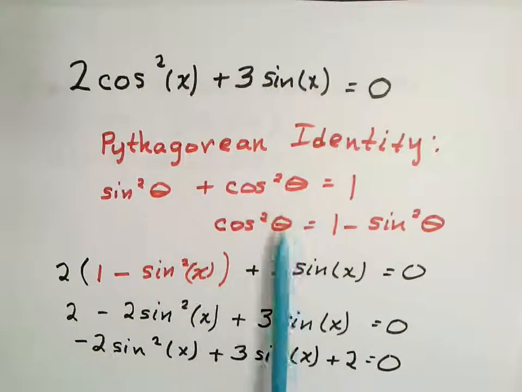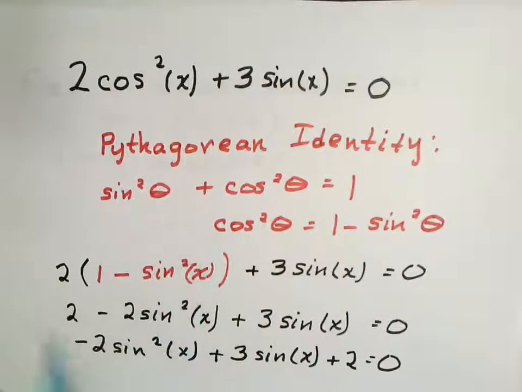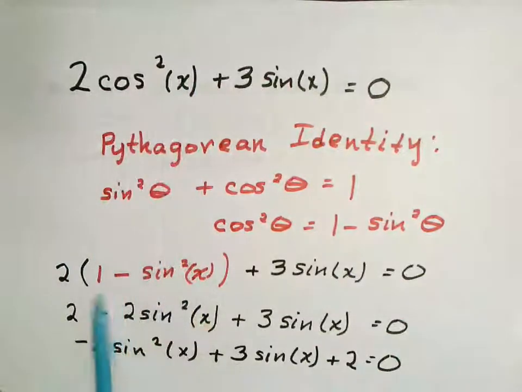Now this theta is like a dummy variable here. We can use any letter that we like. So we could have substituted x for theta. So we're going to substitute 1 minus sine squared of x for cosine squared of x. Use our distributive property: 2 times 1 is 2, and 2 times a negative sine squared of x is a negative 2 sine squared of x. Bring down our 3 sine of x equals 0.